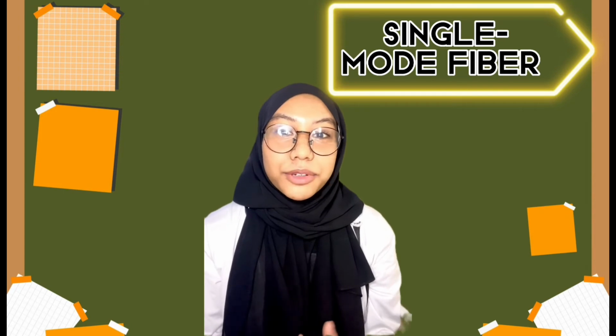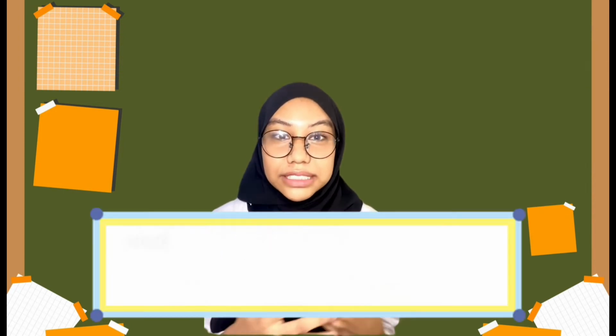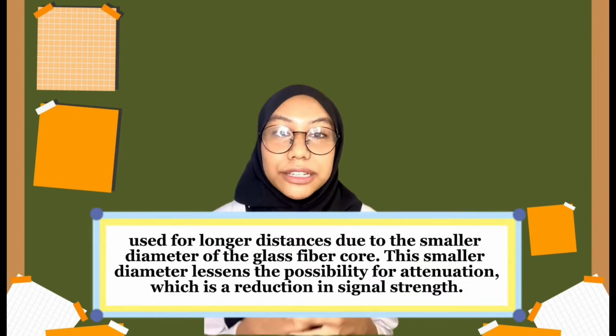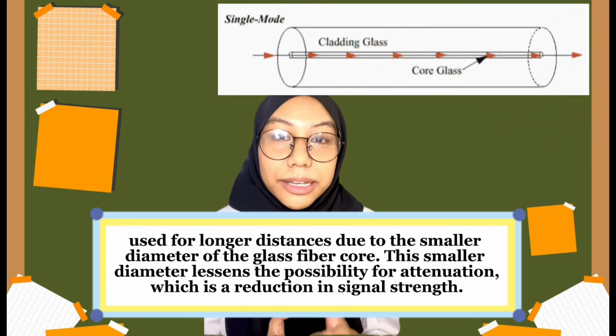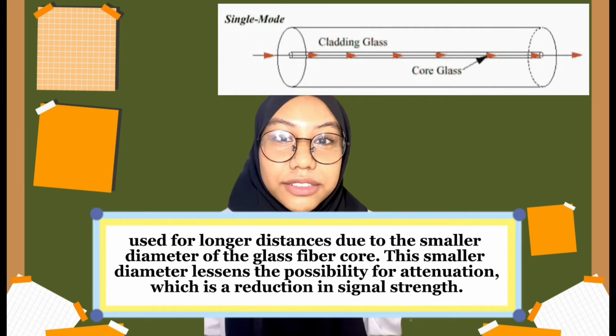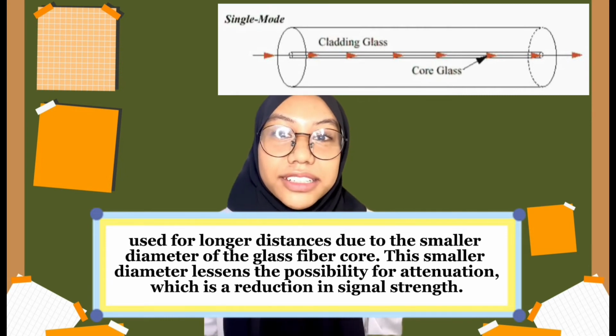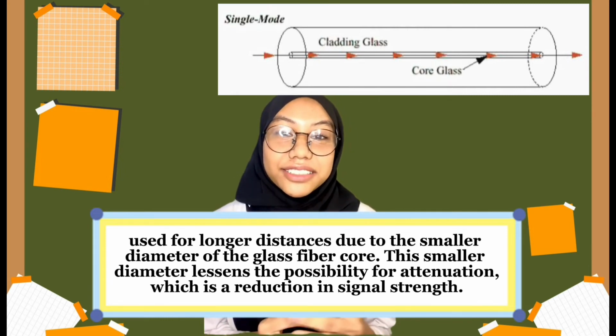There are two types of optical fiber. The first one is single-mode fiber. Single-mode fiber is used for longer distance due to the smaller diameter of the glass fiber core. This smaller diameter lessens the possibility for attenuation, which is a reduction in signal strength.